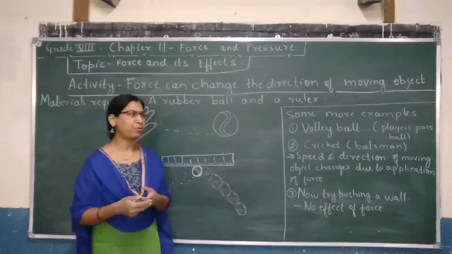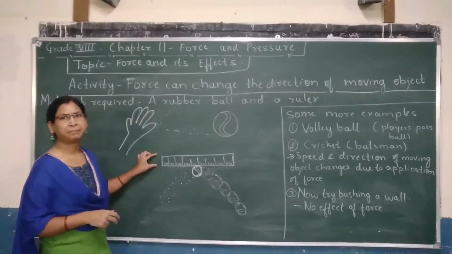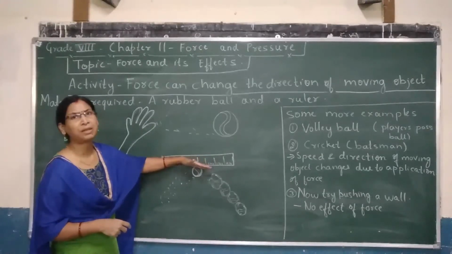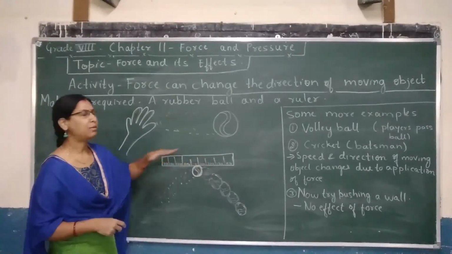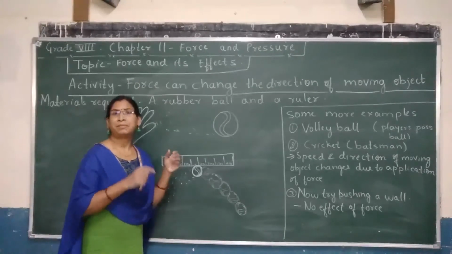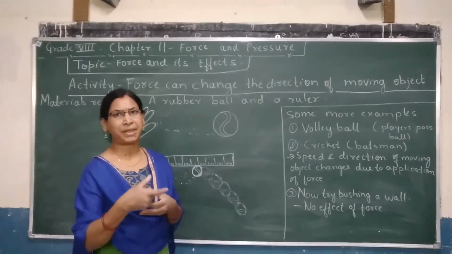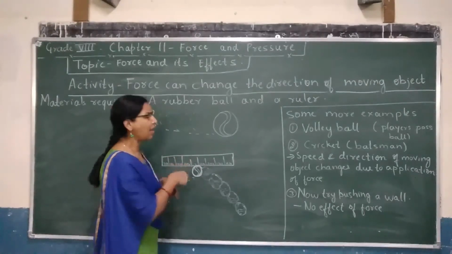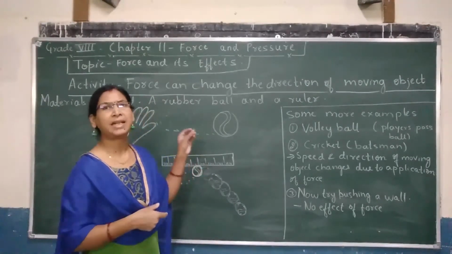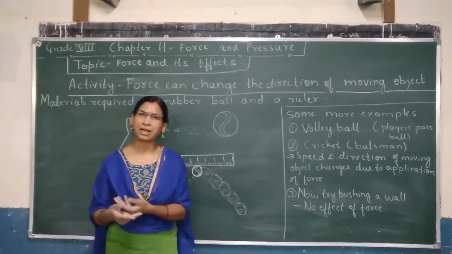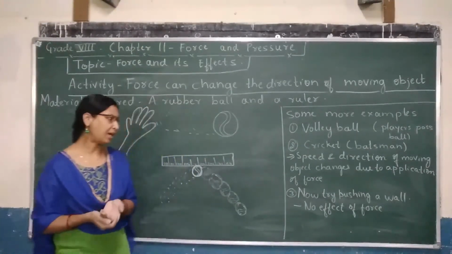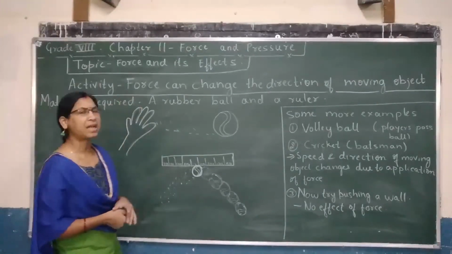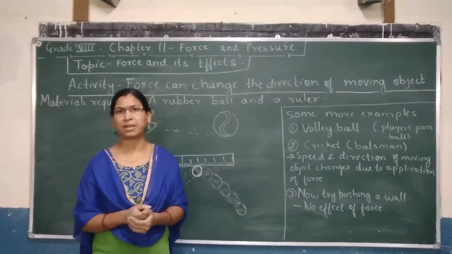Now, what we have to do is take a scale and try to just stop the ball. What happens? The ball was coming with a speed, and after touching the scale, after getting obstructed by the scale, it starts moving in some other direction. It has changed the direction. So we can conclude that force can change the direction of a moving object.